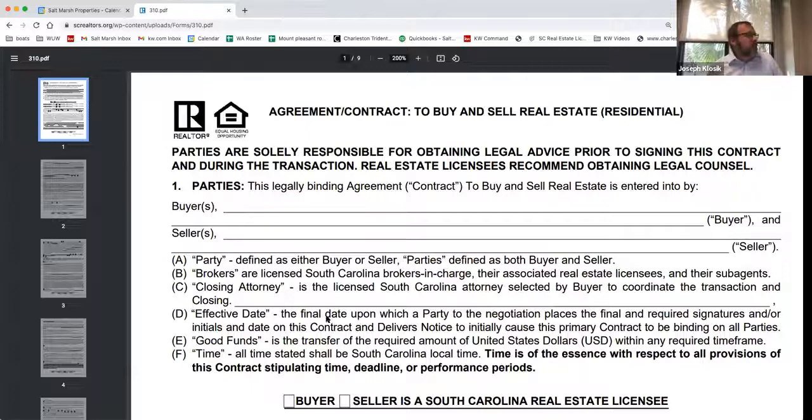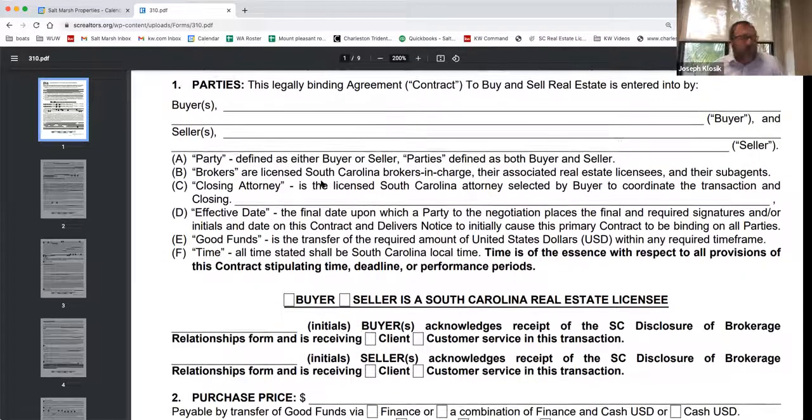This next part, parties. Very important. There are only 2 parties to a South Carolina real estate contract. Those 2 parties are the buyer and the seller. There are no other parties to the contract. The agents are not party to the contract. The lender is not party to the contract. The escrow agent is not party to the contract.